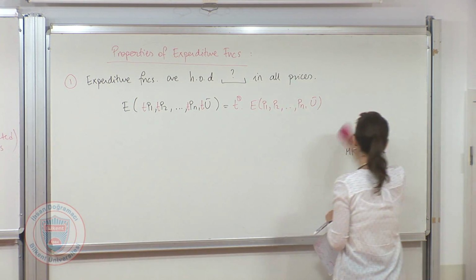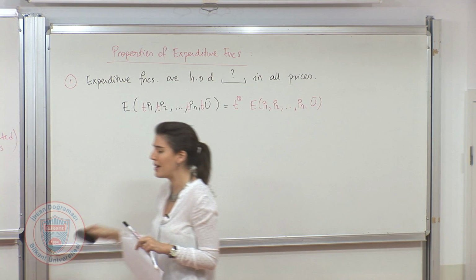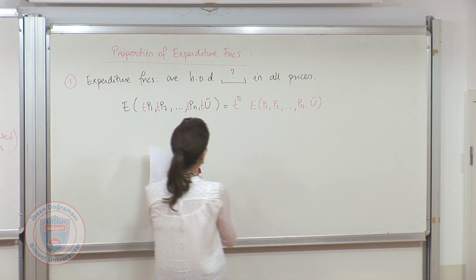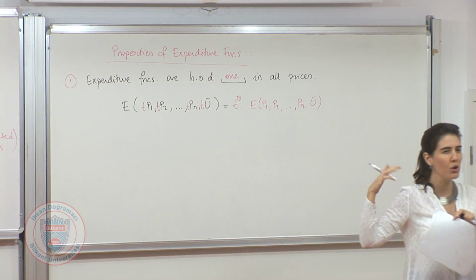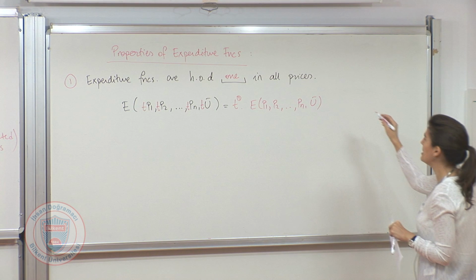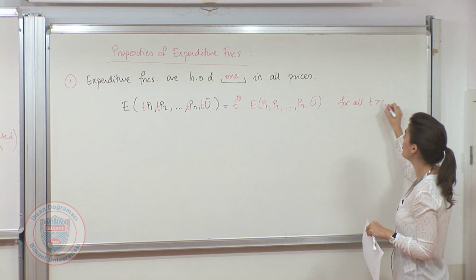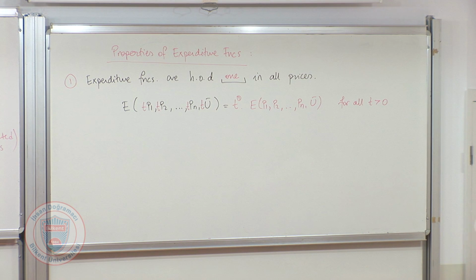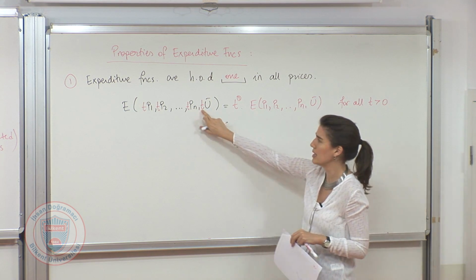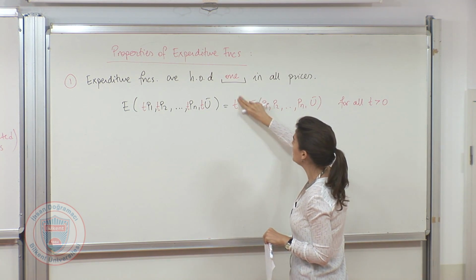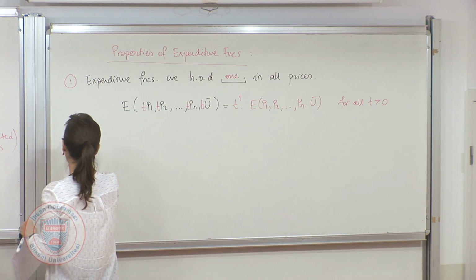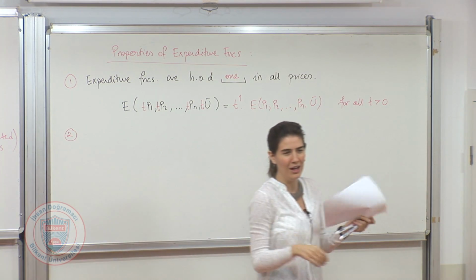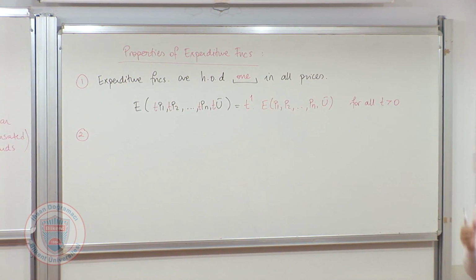So this is actually one property, okay? Expenditure functions are homogeneous of degree 1 in all prices. And remember, whenever we are showing this homogeneity, we always say that for all t. It's not enough to show it just for doubling. You should show it for any possible t that you multiply these arguments with. So this is basically t to the power 1. Good. So you see, I told you that you guys would get it immediately, because you guys are smart, right?